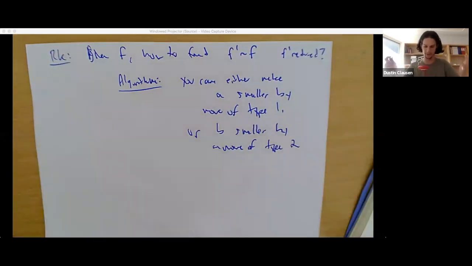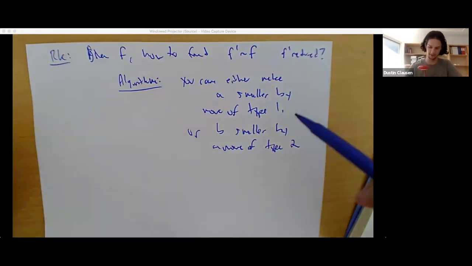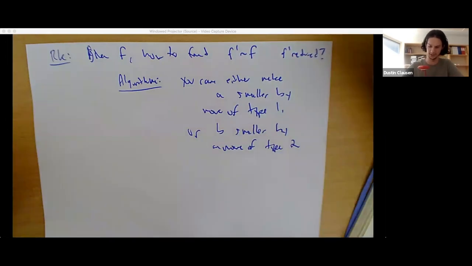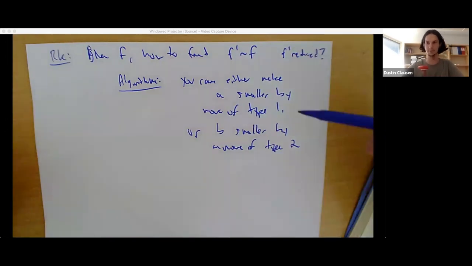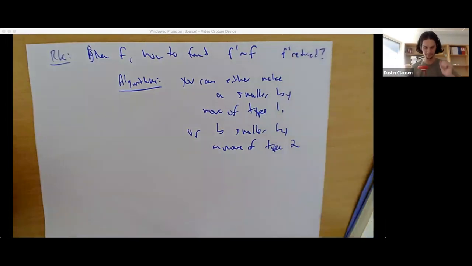In practice, you can always just do it. You try to make A and B smaller and apply moves of type one and two, and you'll succeed. In general, you have to alternate moves of type one and moves of type two. So you have to go back and forth between them.